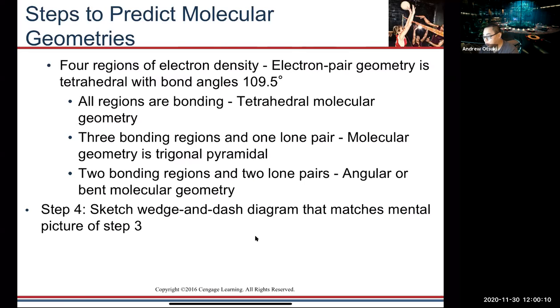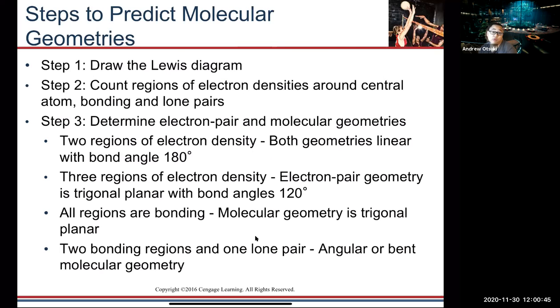3 bonding pairs and 1 lone pair, that's going to be trigonal pyramidal. Then 2 bonding pairs and 2 lone pairs. I say bonding pairs, but you can think of bonding regions or bonds, angular or bent molecular geometry. So for these 3D, for tetrahedral ones at least, you can sketch the wedge and dash drawing that matches what you predicted in the molecular geometry.